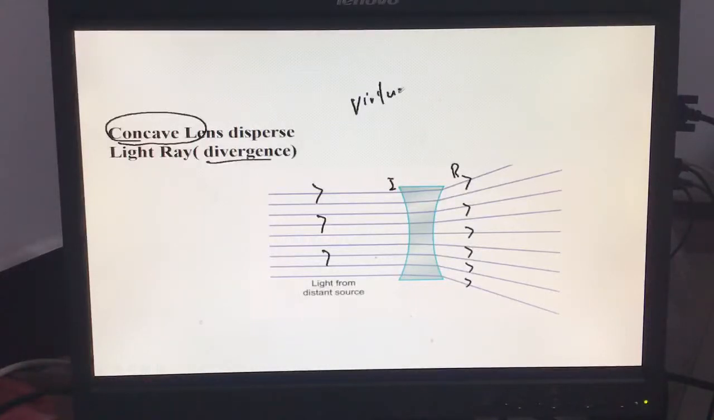That image is a virtual image and not inverted. Now it's a straight image, but it's virtual. It's not a real image. Yes, that is the function of the concave lens. That is concave lens physics.